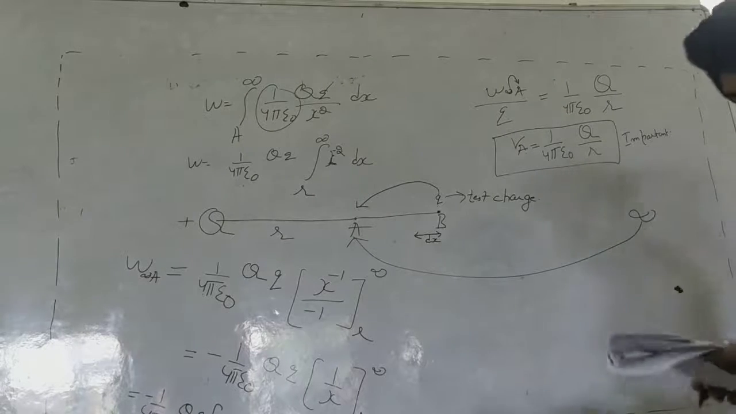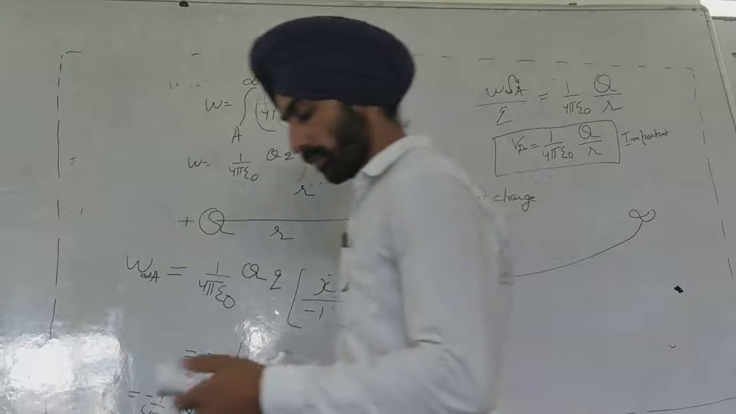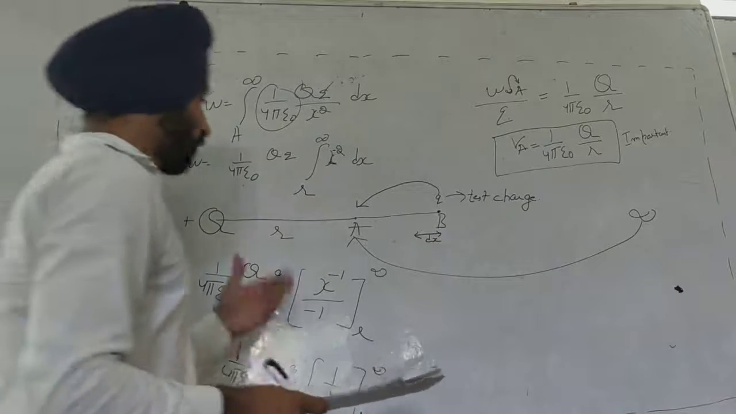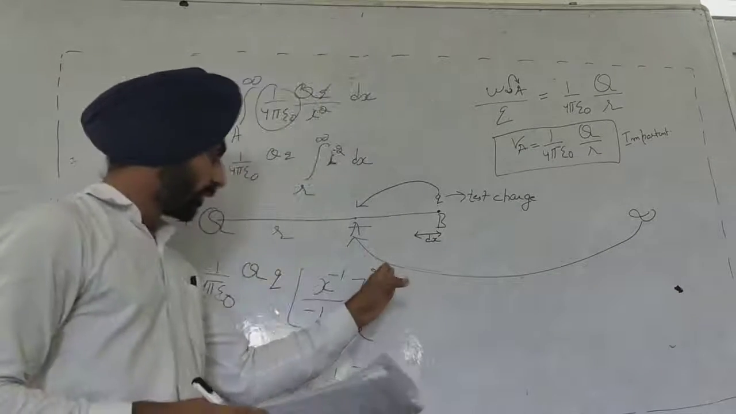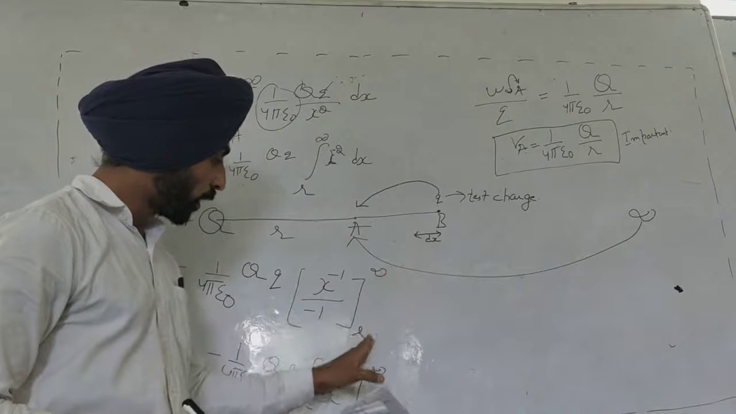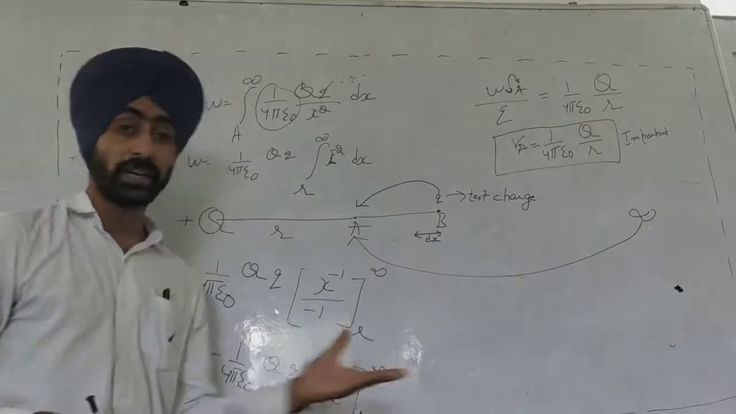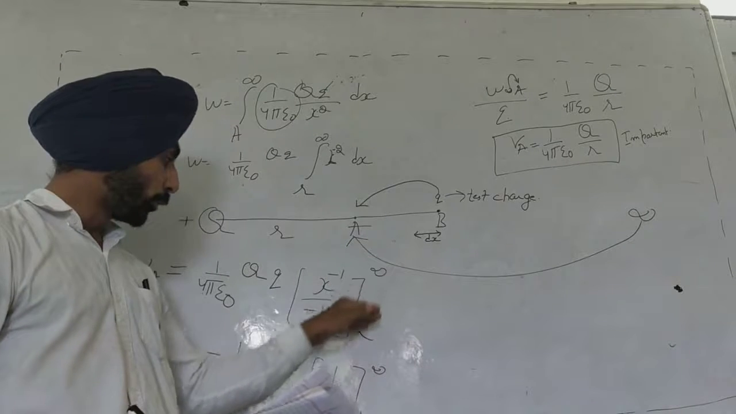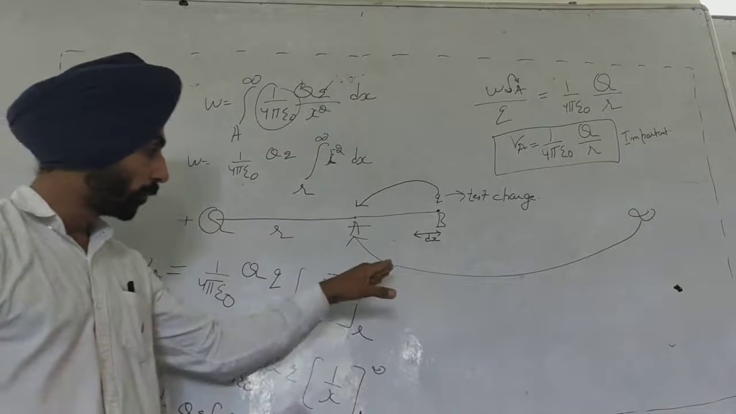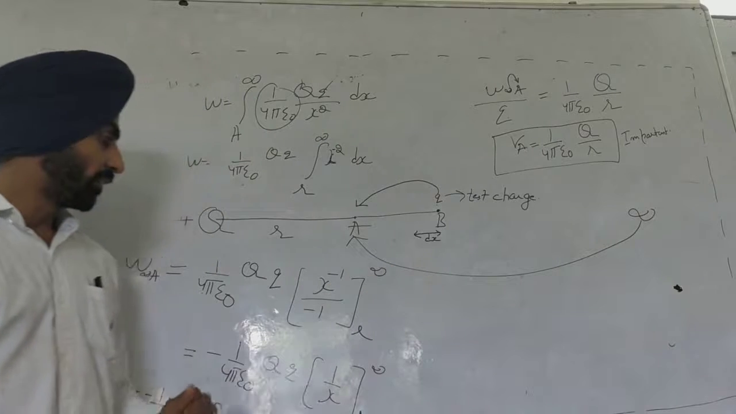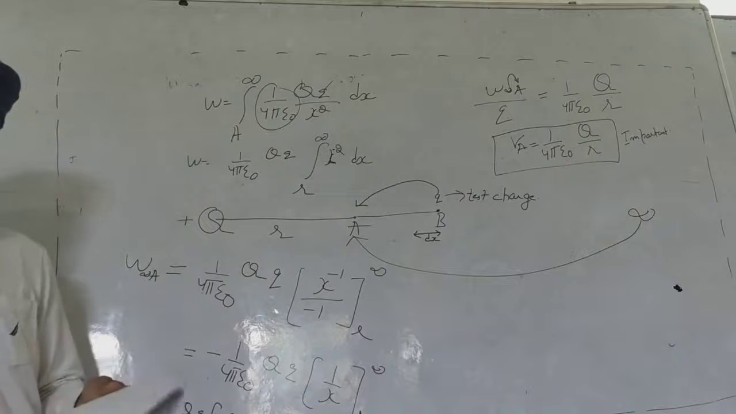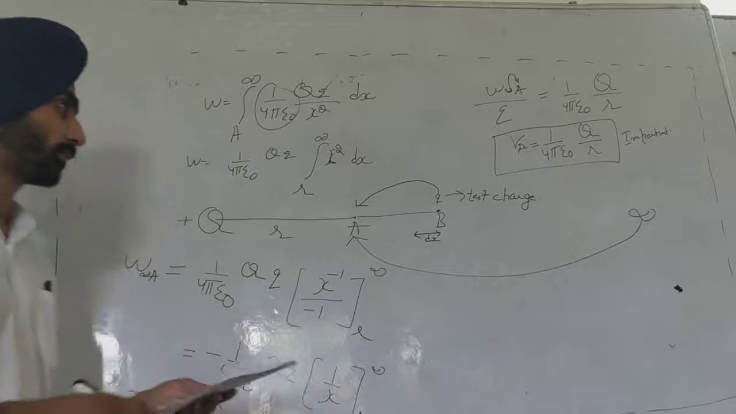So this is the equation. We have calculated this when we have brought the test charge from infinity to r. You can also calculate when you are bringing the test charge from r1 to r2 distance. So this is the concept.